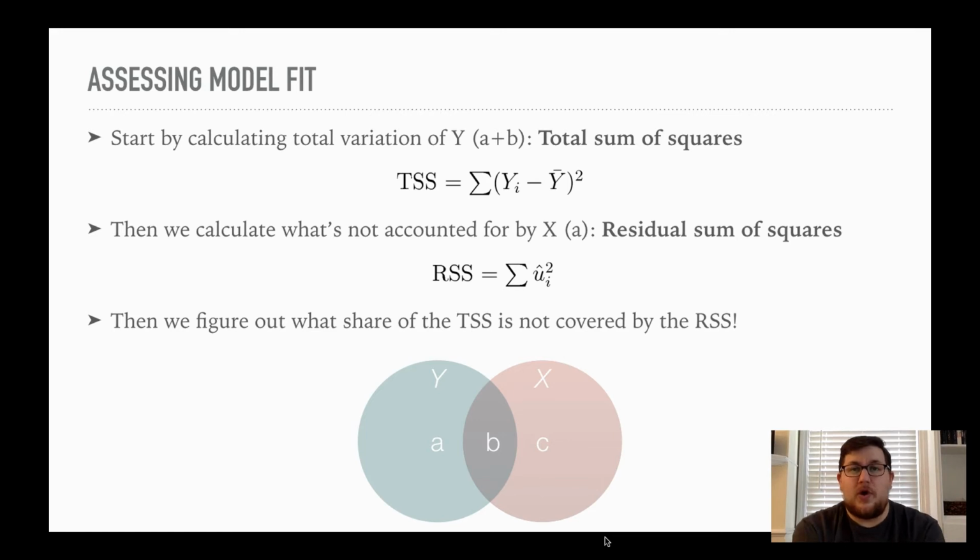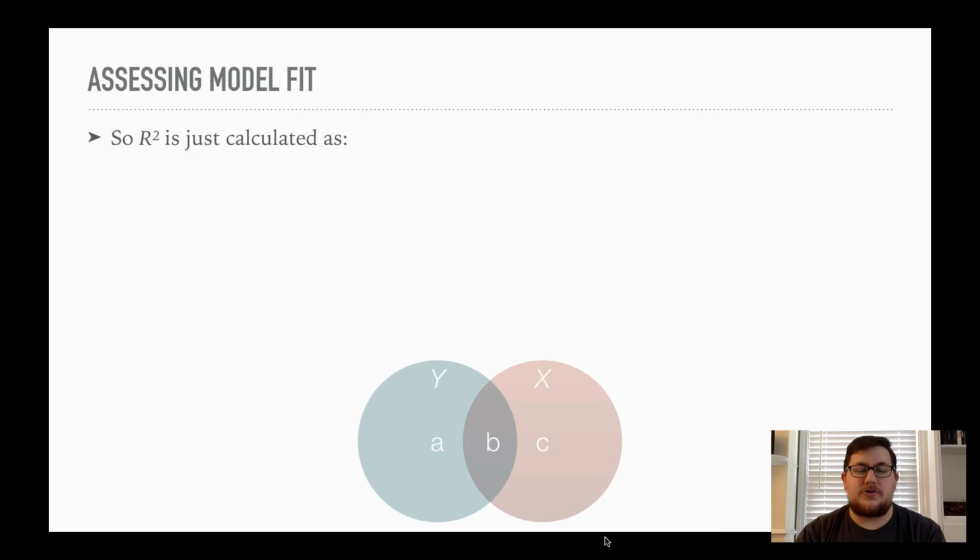Then we figure out what share of the total sum of squares, all of y, is not covered by A. So what portion of A plus B is not covered by A? So basically, what portion of A plus B is covered by B? So R squared is just calculated as 1 minus the residual sum of squares divided by the total sum of squares. So the residual sum of squares is A.